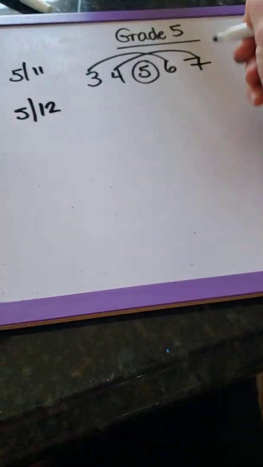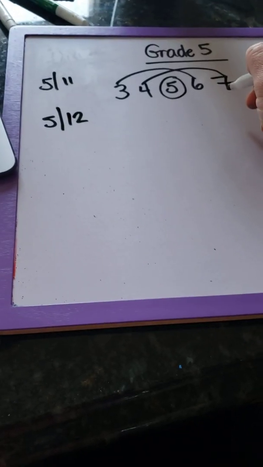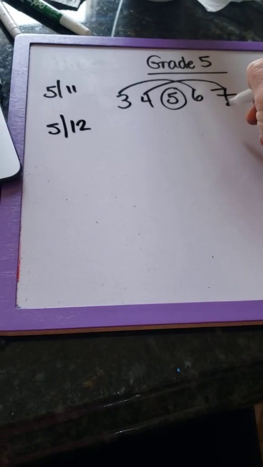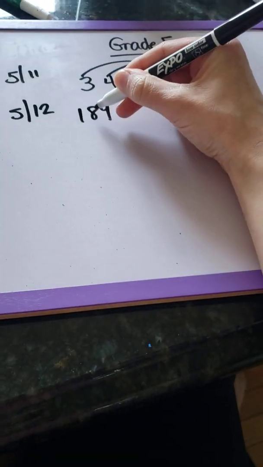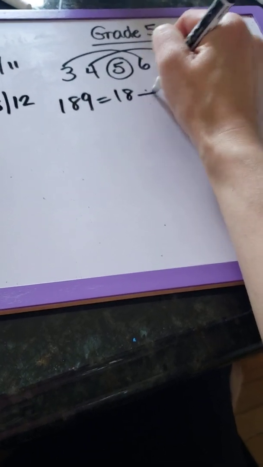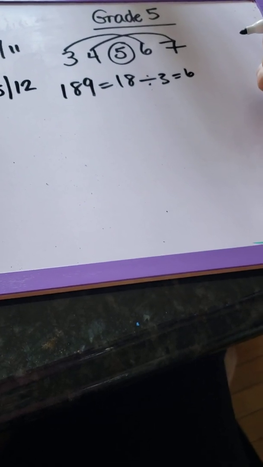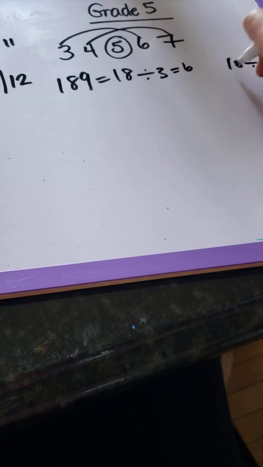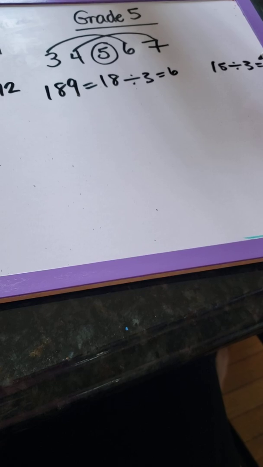Let's look at the problem for 512. It says a number is divisible by 3 if the sum of its digits is divisible by 3. And then they show you an example. For example, 189 is divisible by 3 since 1 plus 8 is 9, 9 plus 9 equals 18 when I add up the digits, and 18 is divisible by 3. Okay, which of the following numbers is not divisible by 15? 15 is divisible by 3 because 1 and 5 is 6, and 6 is also divisible by 3.